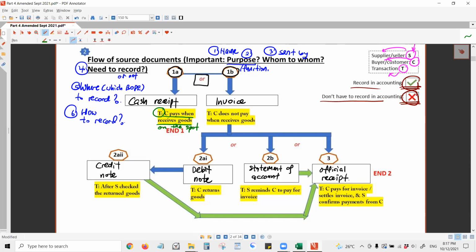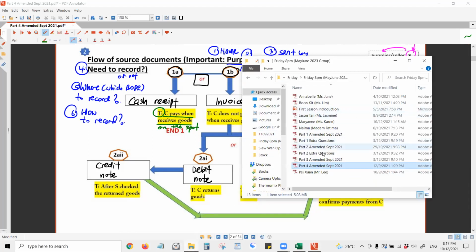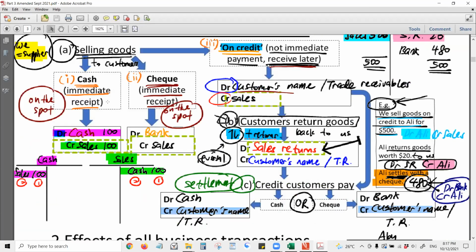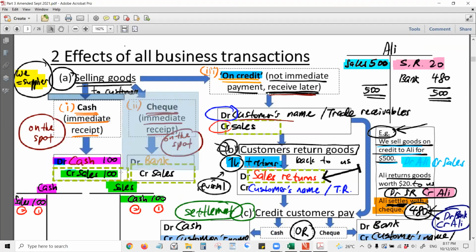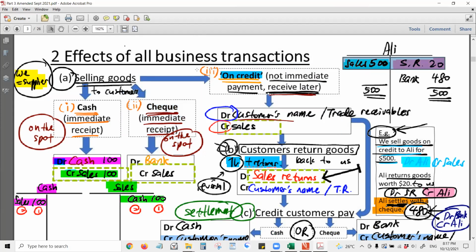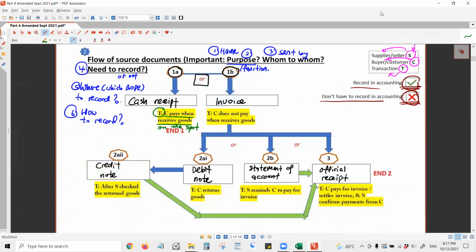So you know, right? When you sell goods to customer, there are 3 possible situations, which is what you learned in chapter 3. Remember, when you sell goods, there could be 3 possible situations. You may get cash on the spot, you may get check on the spot, or you may sell goods on credit. Agree? Okay. So if you get money from the customer immediately, then it's either cash or check. If you sell goods on credit, it means that customer owes us money. Agree? Okay, come back to here.